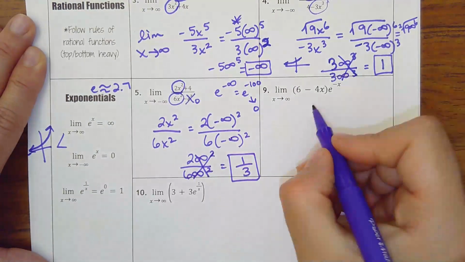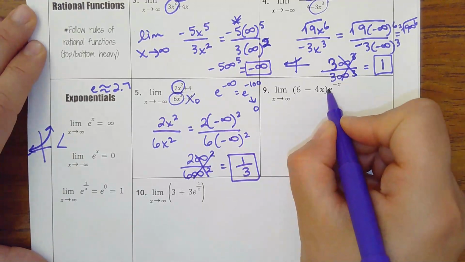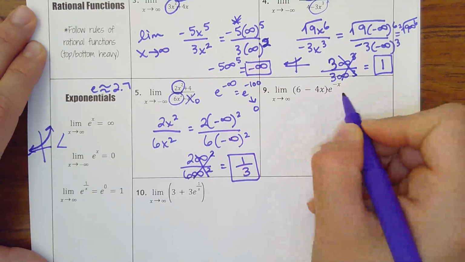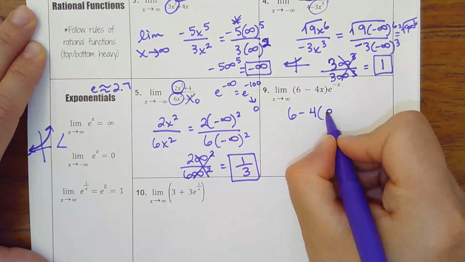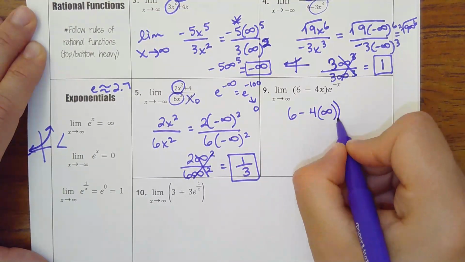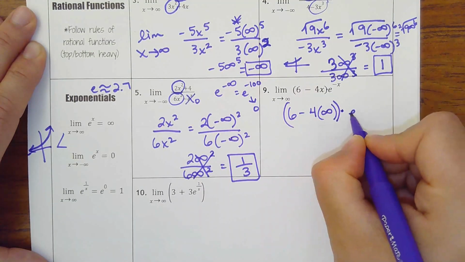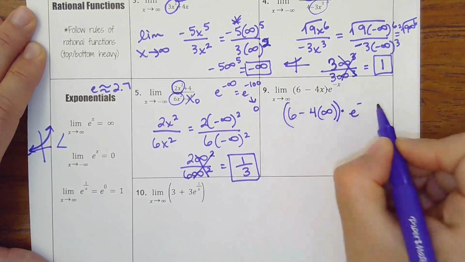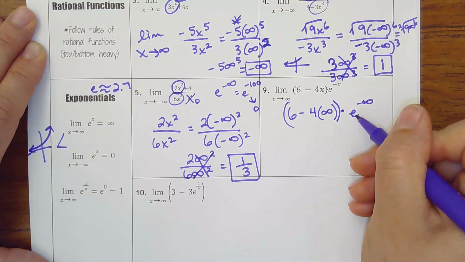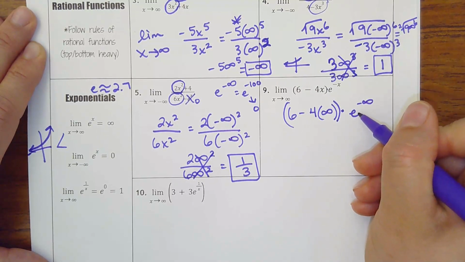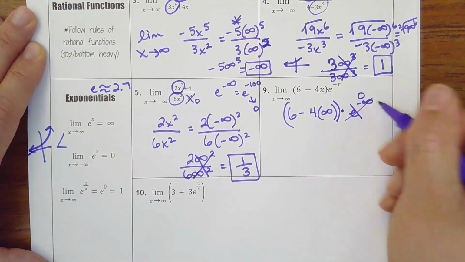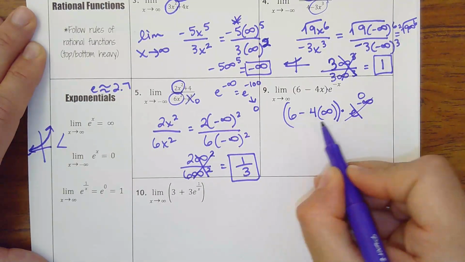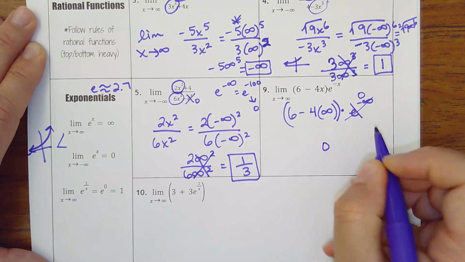All right, number 9, I have multiplication here. When I have multiplication, I have to actually do all of it. So I'm going to have 6 minus 4 times infinity times e to the negative infinity gets plugged in. So again, what did we just say this was? When I have a number to a negative high power, that really is just a 0. Well, 0 times anything would just be 0.